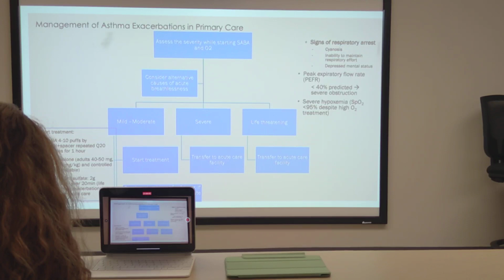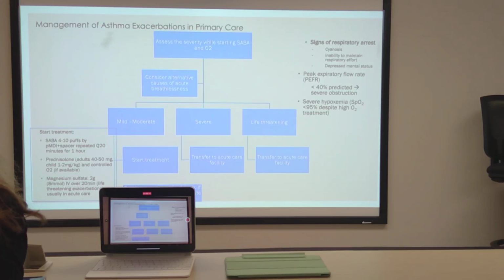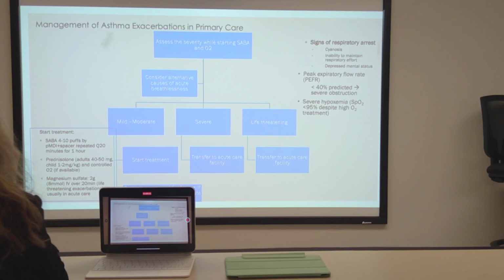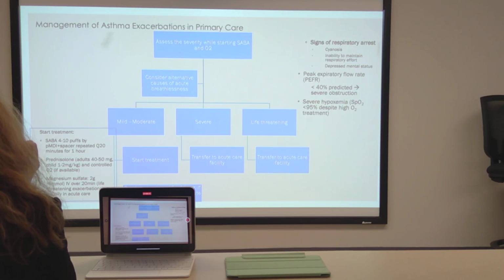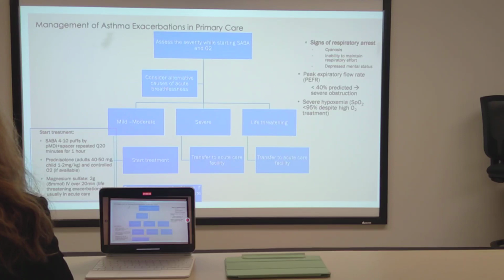Of course, if it's life-threatening, you transfer to an acute care center. If it's severe, the same. However, if it's between mild and moderate, you can actually start them with treatment, and the treatment options are shown there on the far left-hand side. But they do have to be monitored for an hour, so they have to stay in the clinic for about an hour of monitoring to make sure that they're stable before they're discharged and started back on their new therapy.